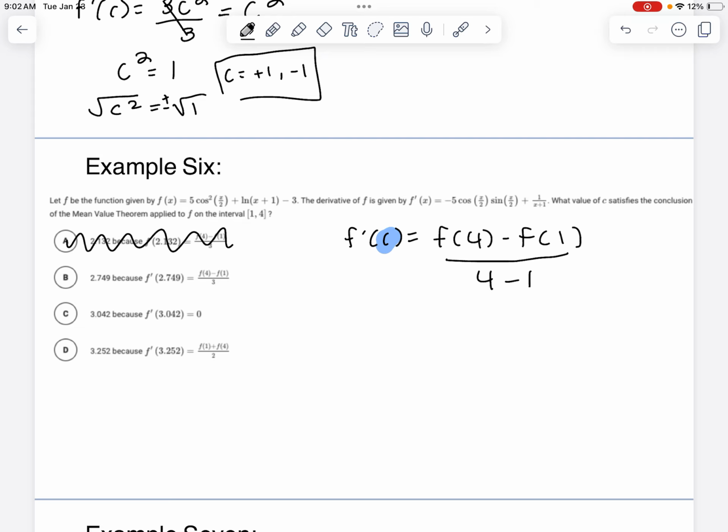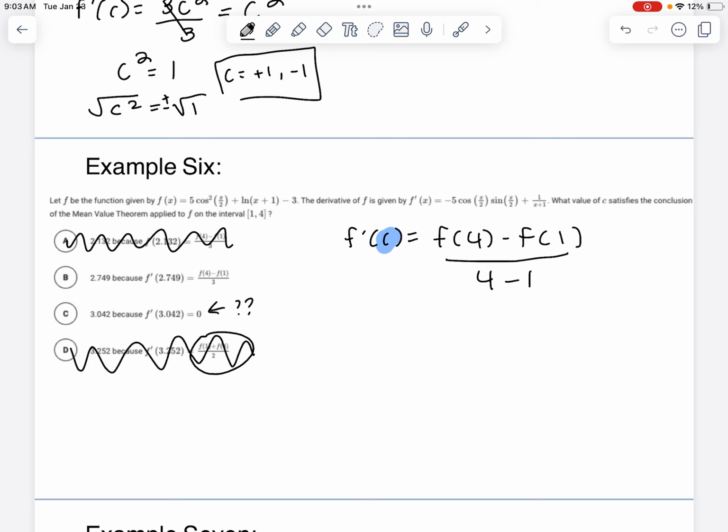3.042, because f prime of 3.04 times equals 0. So the question would be, is this the average rate of change? And so we'll get there in a second. And then the last one is 3.252, because f prime of 3.252 equals f of 1 plus f of 4 over 2. So this over here is just not the average rate of change formula. One, there's a subtraction sign in there in the average rate of change formula, and also 4 minus 1 is 3, not 2. So we can take this one away.